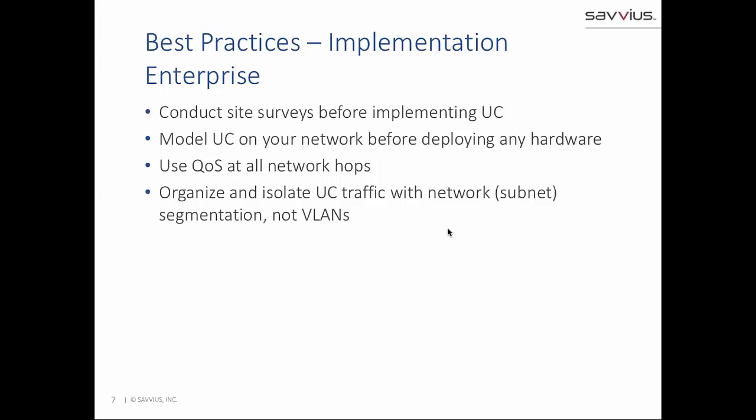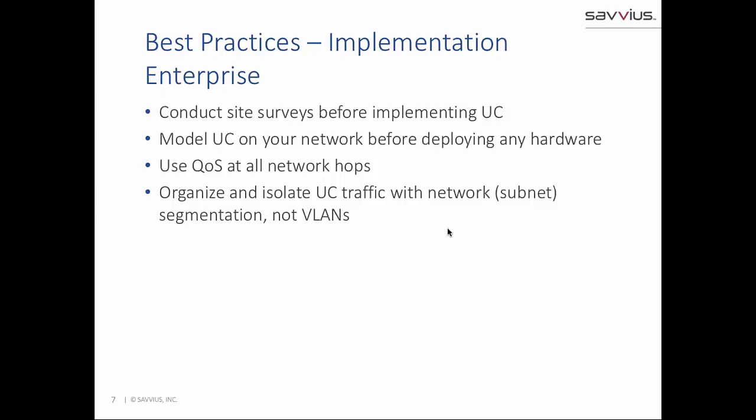Modeling is something you can do with software. You definitely want to model it before you deploy it. Third, and probably most important, is using quality of service at all the network hops. So quality of service is basically something built into packet communication, where switches and routers, if appropriately supported, can give priority to certain packets if their quality of service setting is higher than other packets.